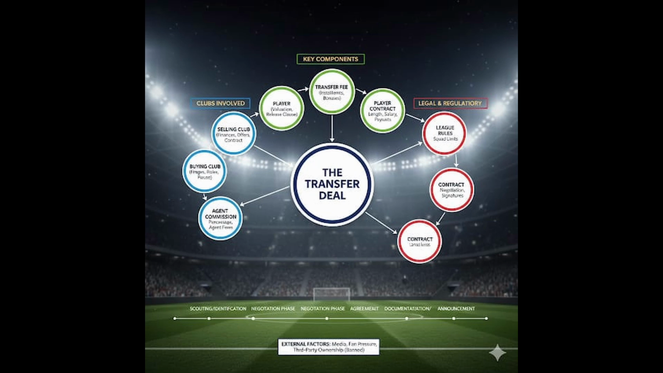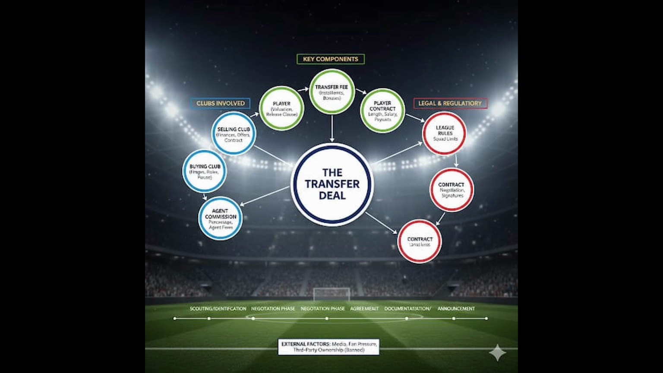At the center, we have the transfer deal, and around it are all the moving parts that make it happen. First, let's look at the clubs involved. There's a selling club who owns a player's contract, and the buying club who wants to sign the player. Next, we have the player themselves. Their release clause, market value, and willingness to move all play a big role. Alongside this is a player's contract, things like contract length, salary, image rights, and bonuses. Transfers also involve agents. They negotiate on behalf of the player and earn a commission or fee for their role.